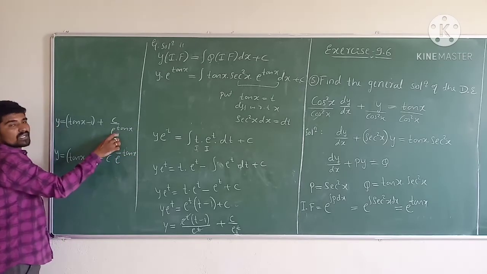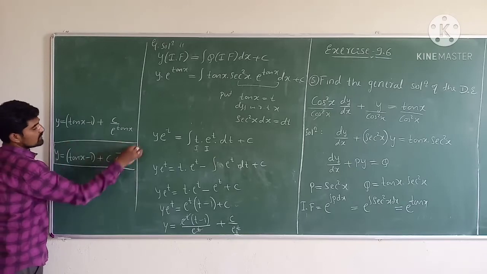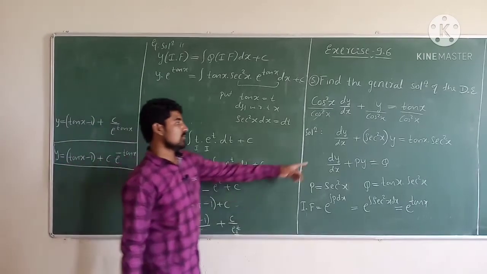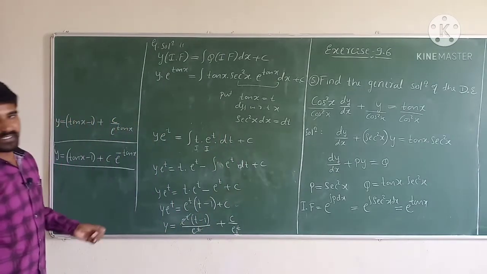1 divided by e power tan x is e power minus tan x. And this is the required general solution for the given differential equation. I hope all of you understood. If possible, take a note.